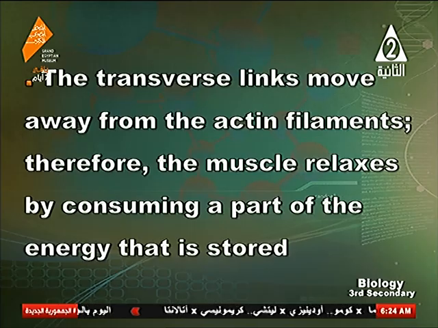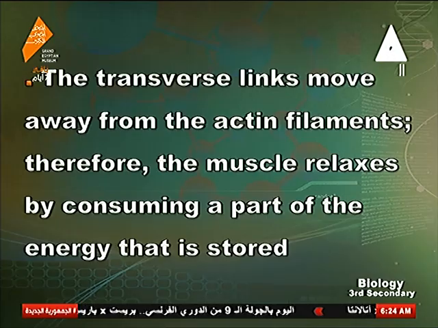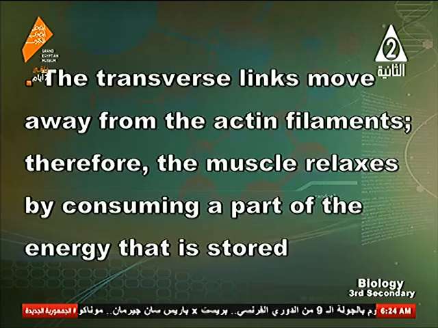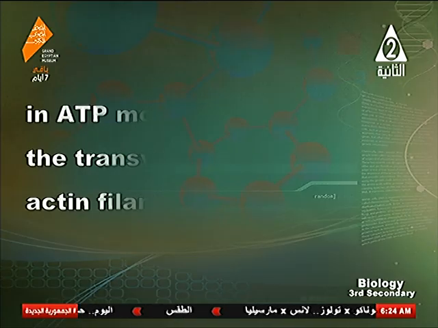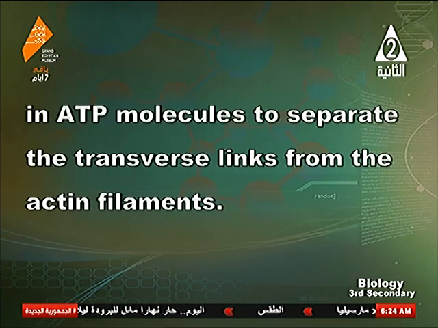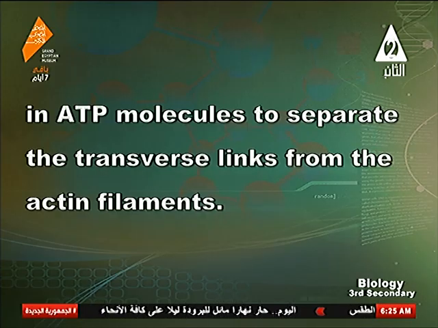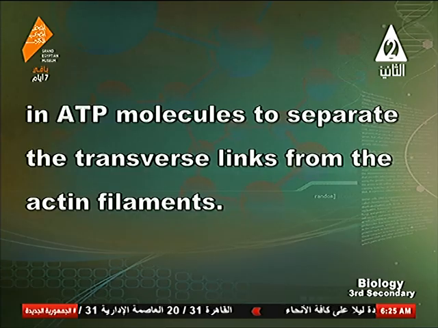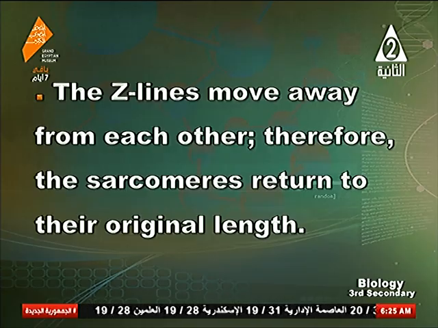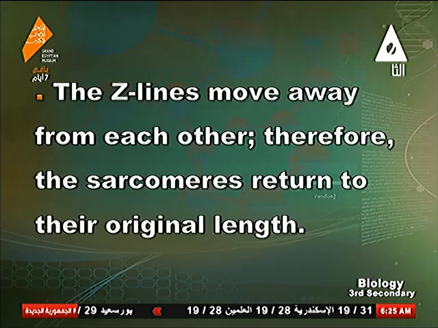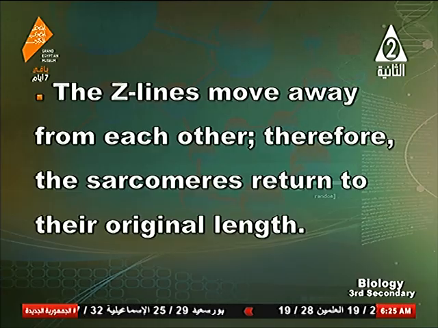At the relaxation state, when the stimulus disappears, what happens to the muscle cell? The transverse links, which arise from myosin filaments, move away and leave the actin filaments. Therefore, the muscle relaxes, also by consuming a part of the energy stored in ATP molecules to separate the transverse links from the actin filaments. So we consume ATP during contraction and during relaxation of muscle, but we consume calcium ions only during contraction. The Z lines move away from each other, therefore the sarcomere returns to its original length.